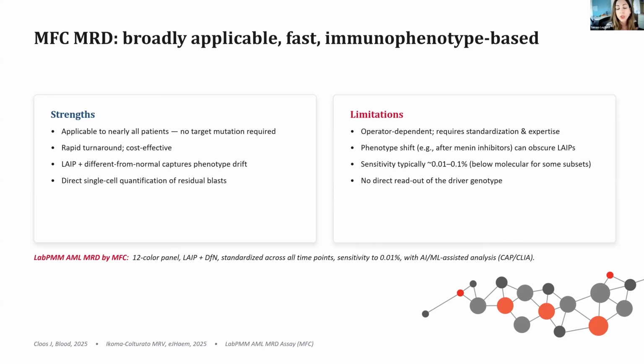It has very rapid turnaround times. In our lab, we can do this in a day. So it's very rapid. It's relatively cost effective compared to the other testing modalities that we have. Again, we can look for leukemia-associated immunophenotypes and deviation or different from normal phenotypes. And then it really is a single-cell method of quantification of residual blasts.